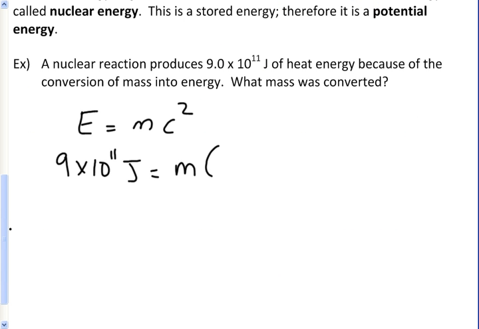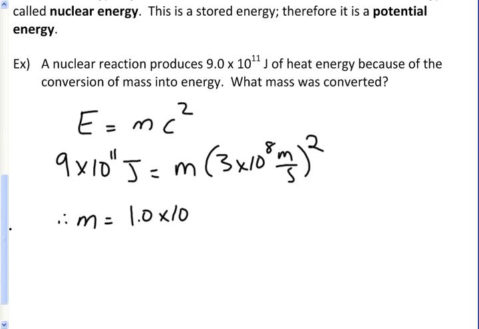So we need to take our 3 times 10 to the 8 meters per second, and then we need to square that. And after you square it, then you need to divide it over to the other side. So 9 times 10 to the 11 divided by 3 times 10 to the 8 squared is 1.0 times 10 to the negative 5 kilograms.